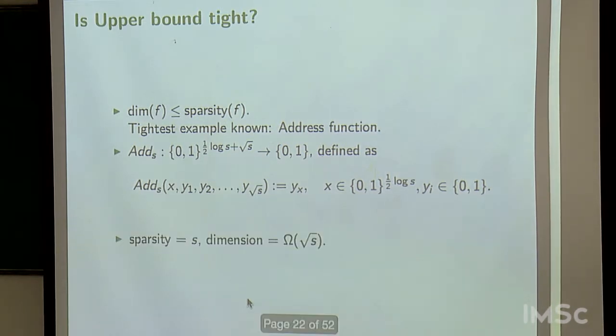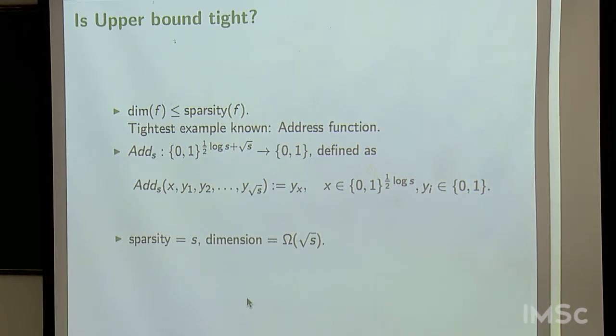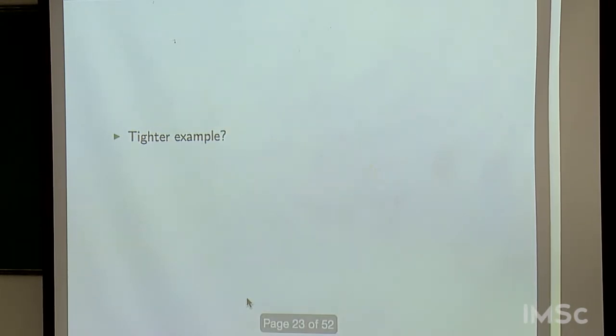One can show that the sparsity of the function is s, because there is a decision tree of depth about half log s. You just read the x variables and then read the corresponding y. From that decision tree, you can immediately construct the polynomial and see that it has at most s many monomials. The dimension: there are approximately root s variables, and one can show that the dimension is omega of root s. All the y variables, all those monomials y1, y2, up to y root s, feature in the Fourier expansion. So the dimension is at least omega of square root of s. Now the question is, is there a tighter example? Is there another function for which the two quantities are closer, or can we improve the upper bound? This is the question that we are going to ask.